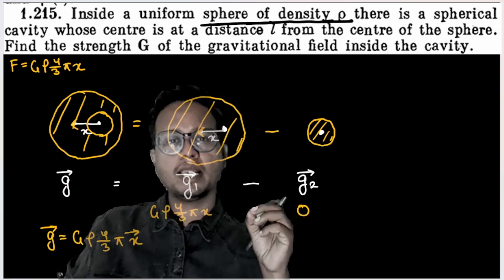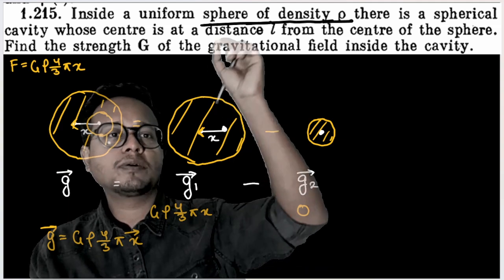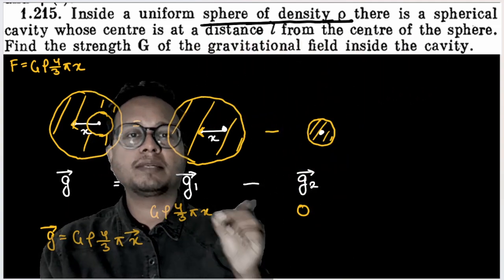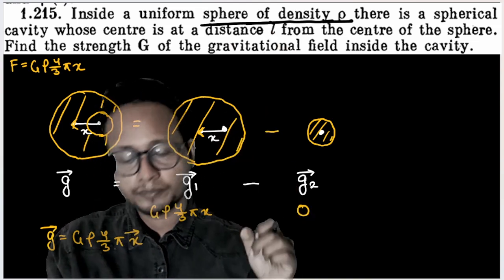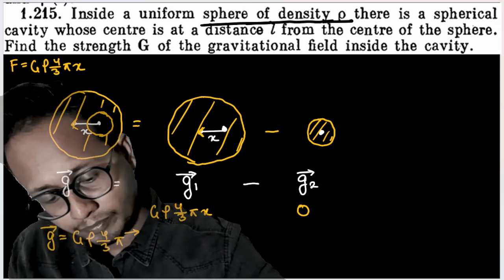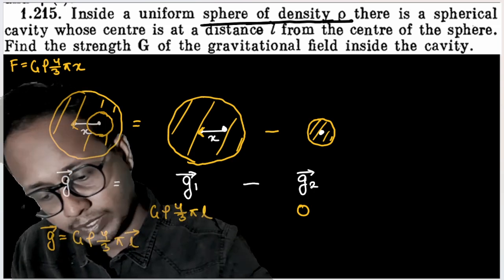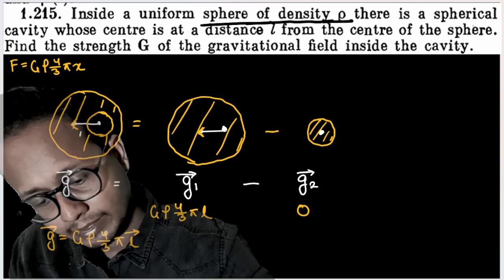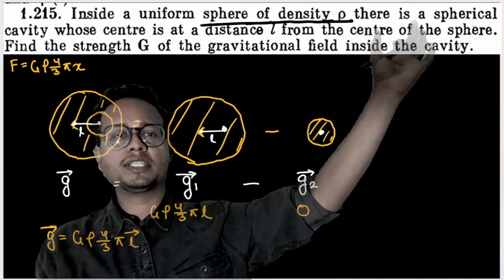Now I have a question. I have found the gravitational field at the center of the cavity. But read the question. There is a spherical cavity whose center is at distance L from the center of the sphere. That means the value of x out here is given as L. Instead of using x, I'll use L. Sorry, L, L. That means I'm using the terms of Irodov.